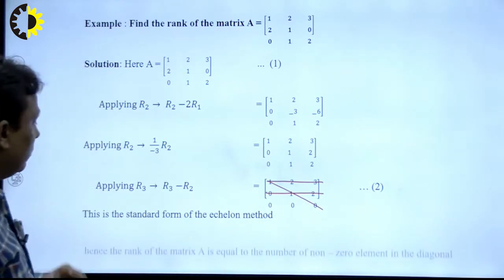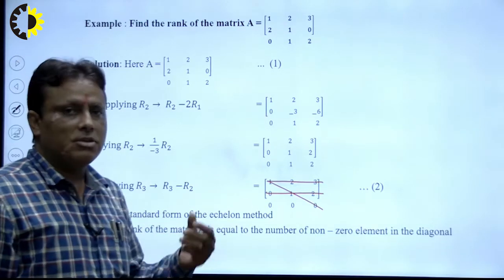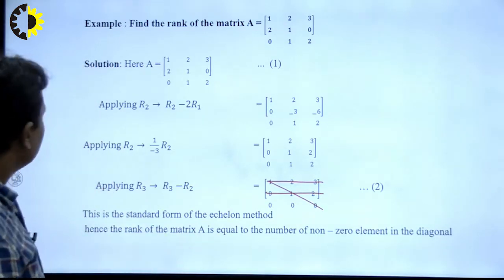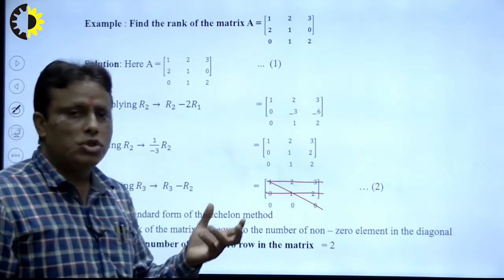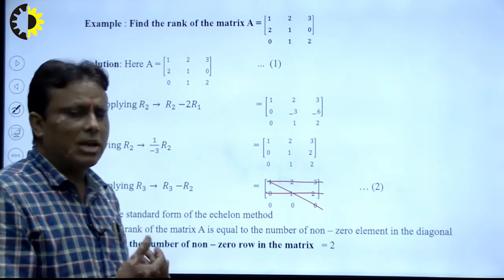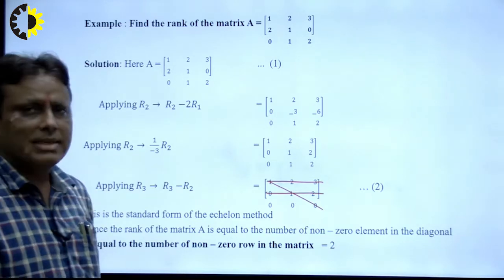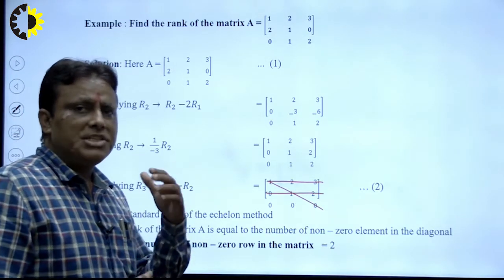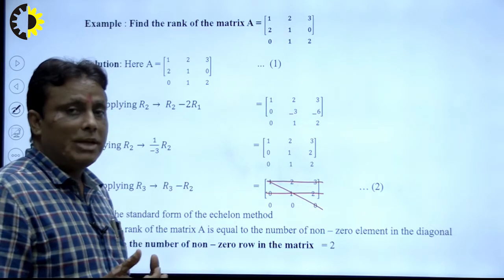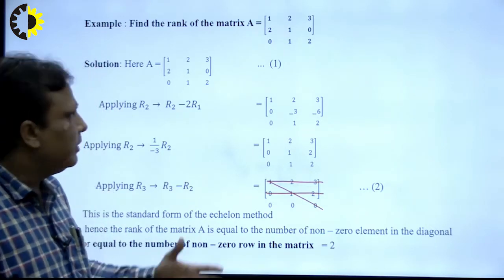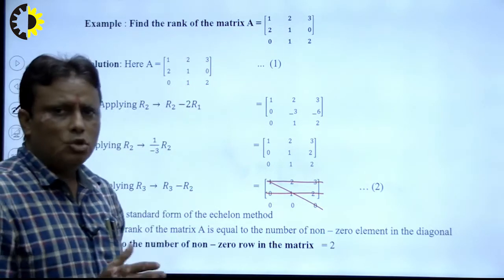So how to calculate? The rank of this matrix is equal to 2. Why 2? Because there are 2 non-zero rows. So in this way we can calculate the rank of a matrix. Suppose any student says, I want to calculate this directly by using the determinant method, because this is a square matrix. So how to calculate?